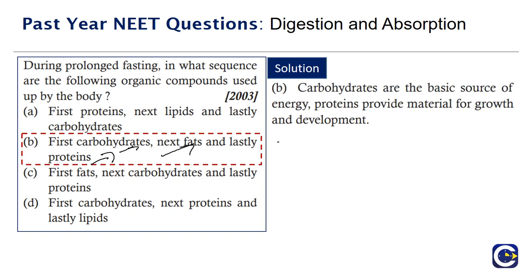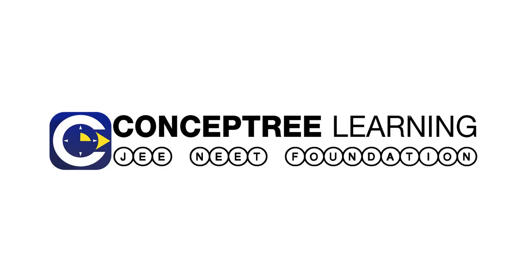That is why we see in marasmus, kwashiorkor, there's a wastage of muscles. Carbohydrates are the basic source of energy. Proteins provide material for growth and development. So when proteins are spent, the growth is spared.